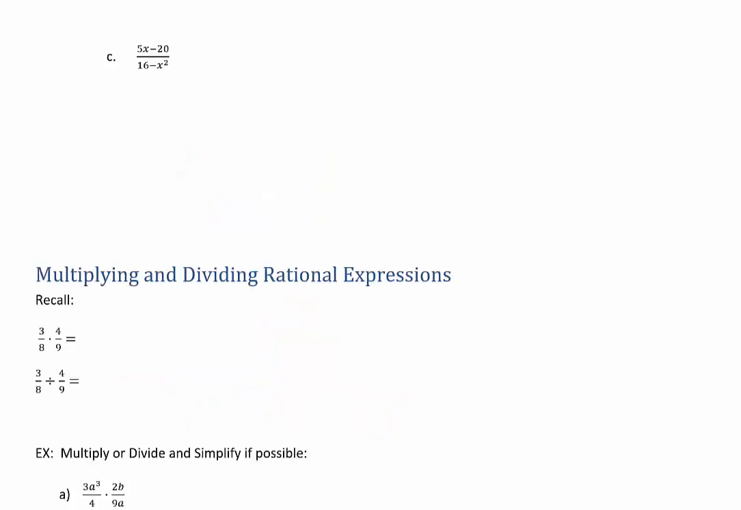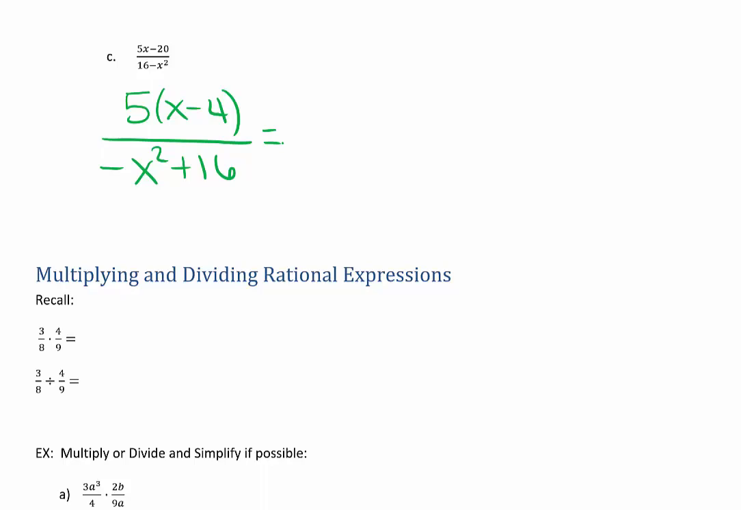One more simplification problem. Again, I see differences. I see subtraction, so I cannot do any canceling right now. I have to factor before I can do anything else. The numerator has a GCF of 5. If I pull that out, I'm left with x minus 4. Now the denominator is a negative x squared plus 16. I just switch the order of those terms. It's almost a difference of perfect squares. And there's a little trick I'm going to do here.